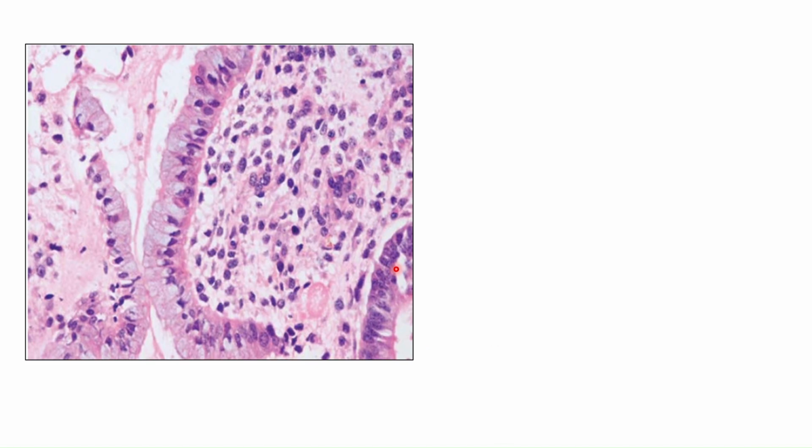Here, this section shows normal endometrial gland and stroma, but this gland shows intracytoplasmic mucin and bland nuclei located at the basal surface of the gland. So, this is a mucin containing gland. So, this is mucinous metaplasia.